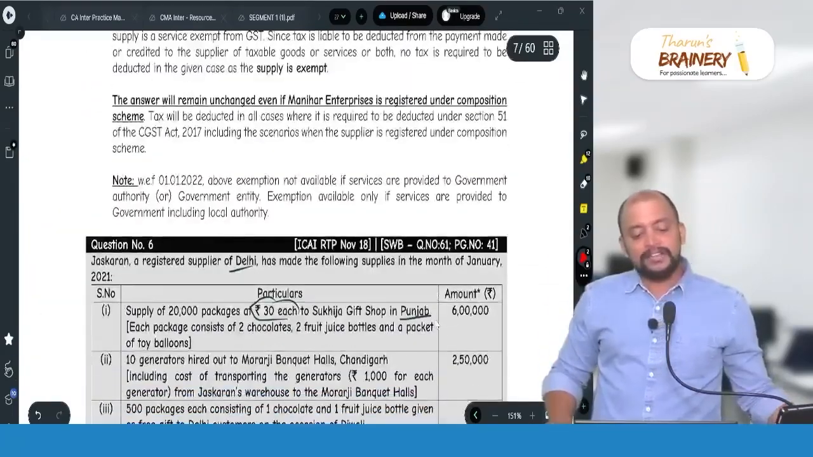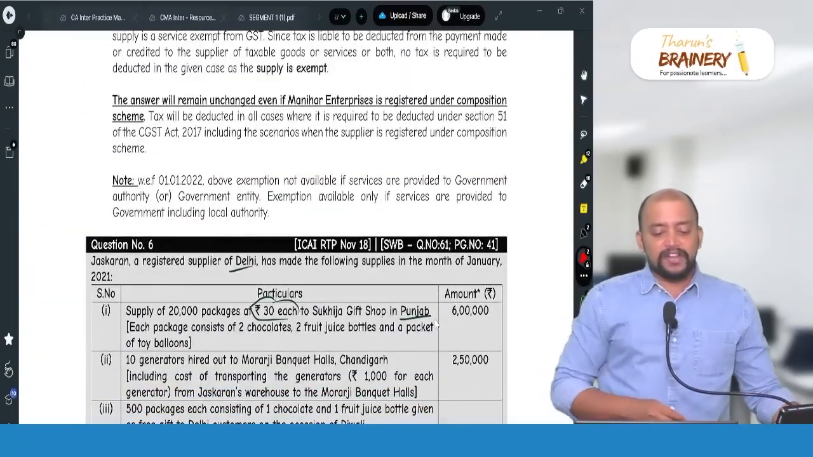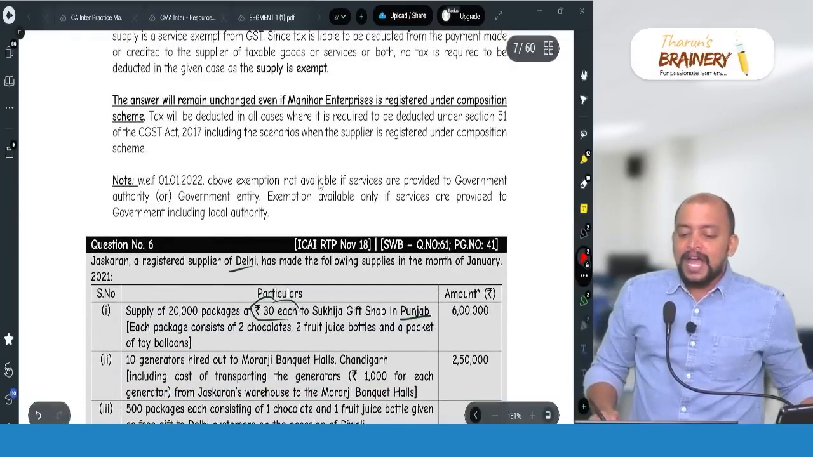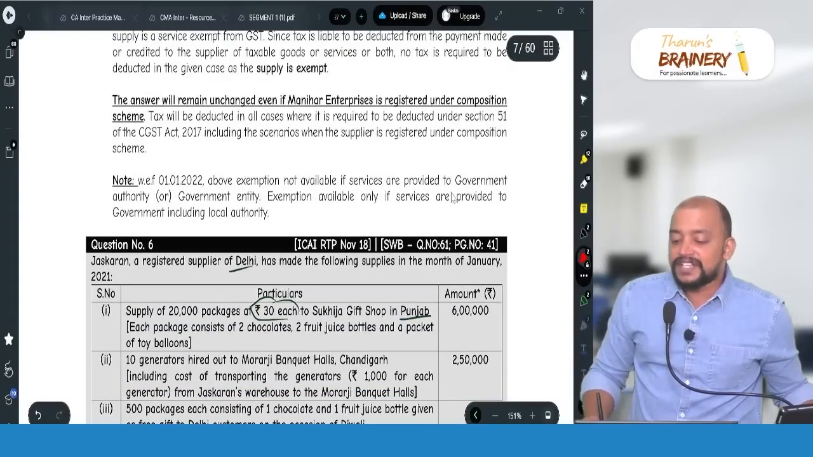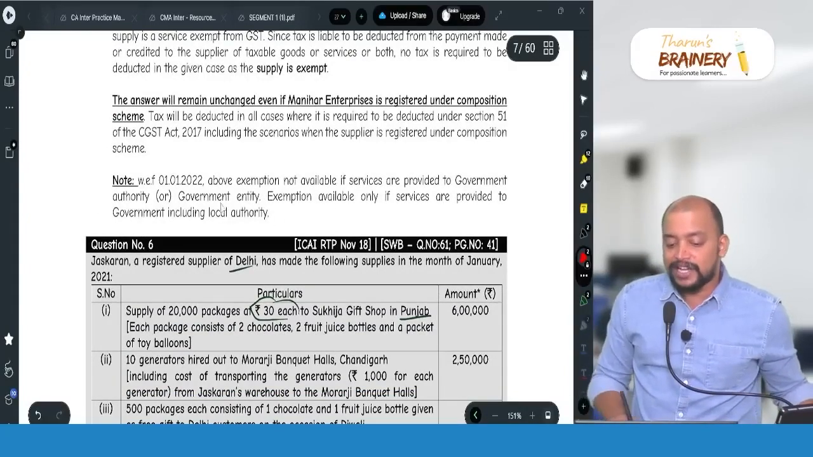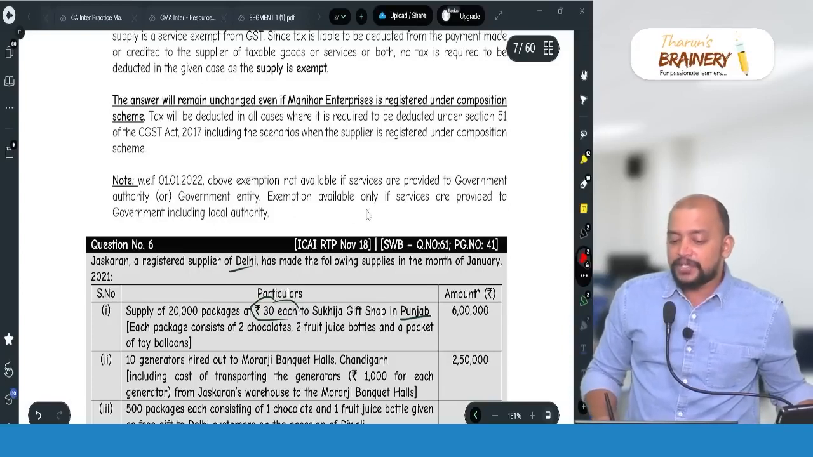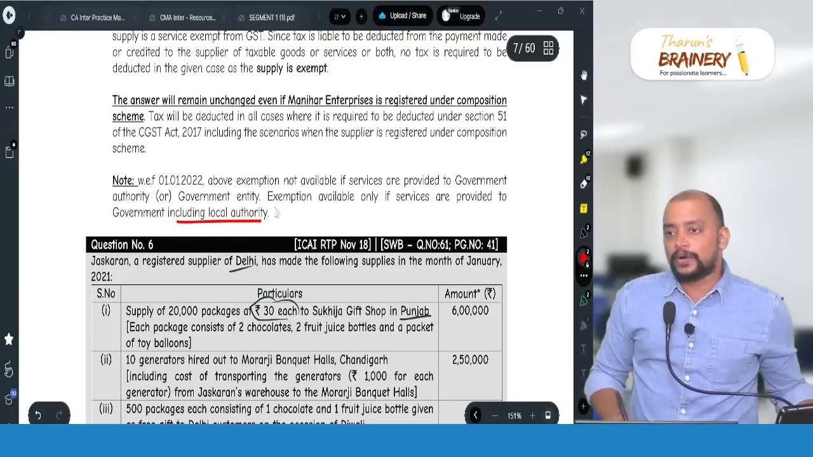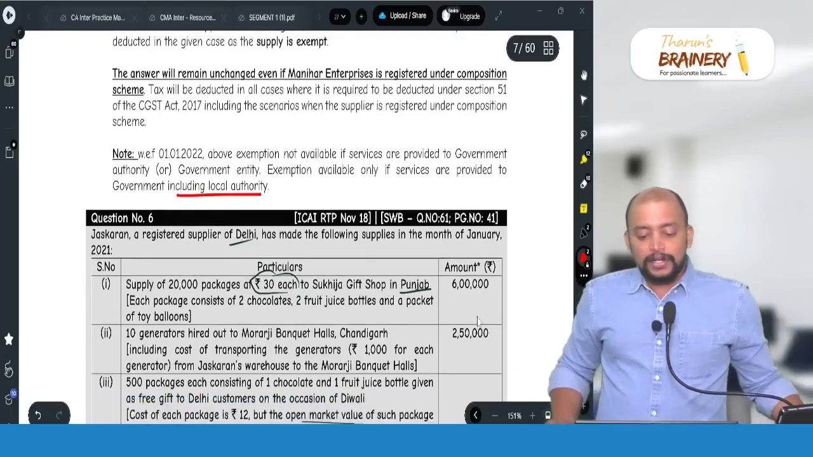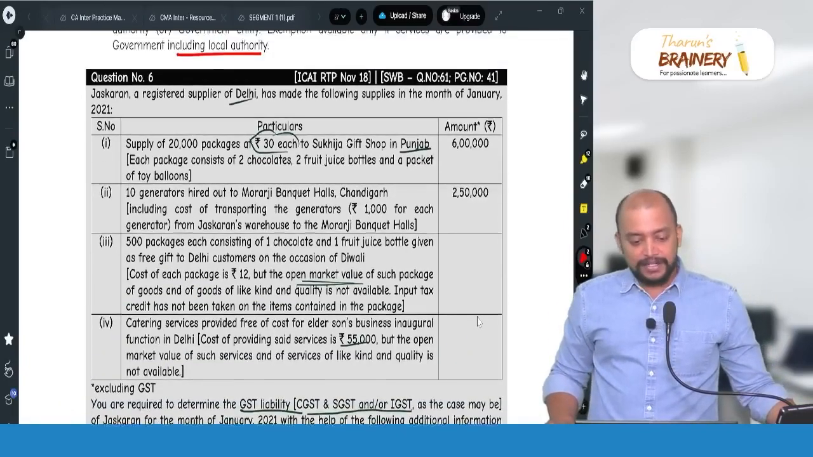So, that's what I have given as a note. With effect from 1-1-2022, the above exemption is not available if services are provided to a government authority or government entity. Exemption is available only if services are provided to government including local authority. Local authority is also treated as government.